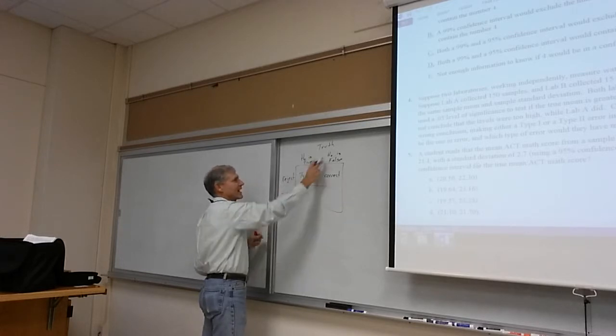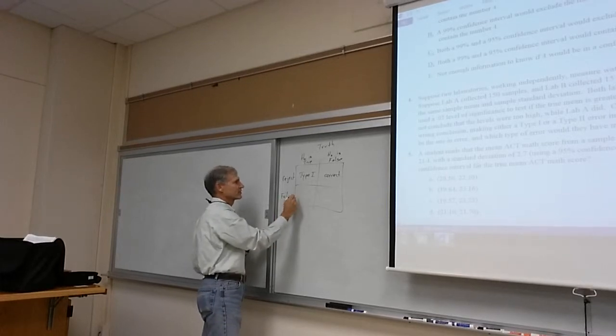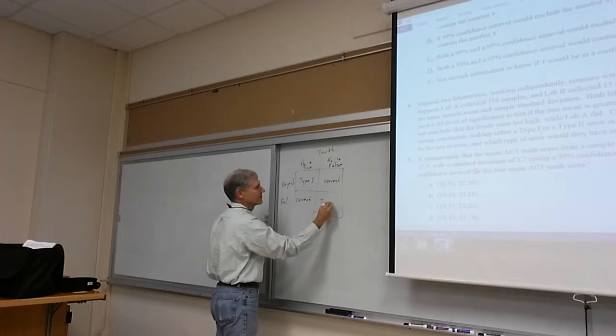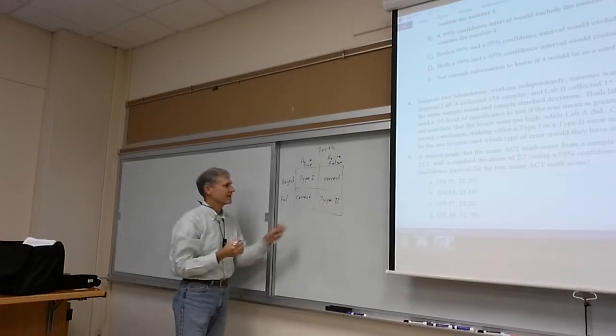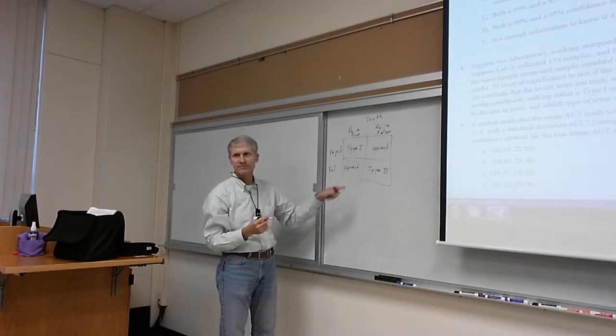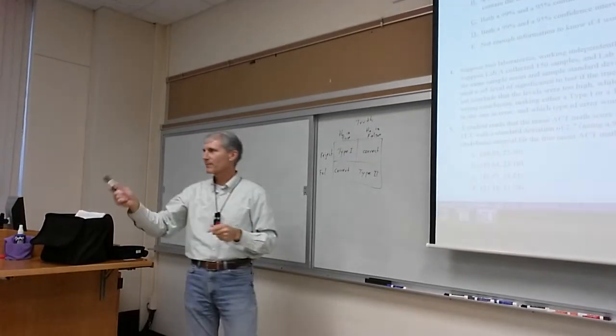If you reject and the null is false, that's what you want to do. This one is also correct. This one is a type 2 error. And this is the one that Lab B did. They failed to reject, but it's really false.